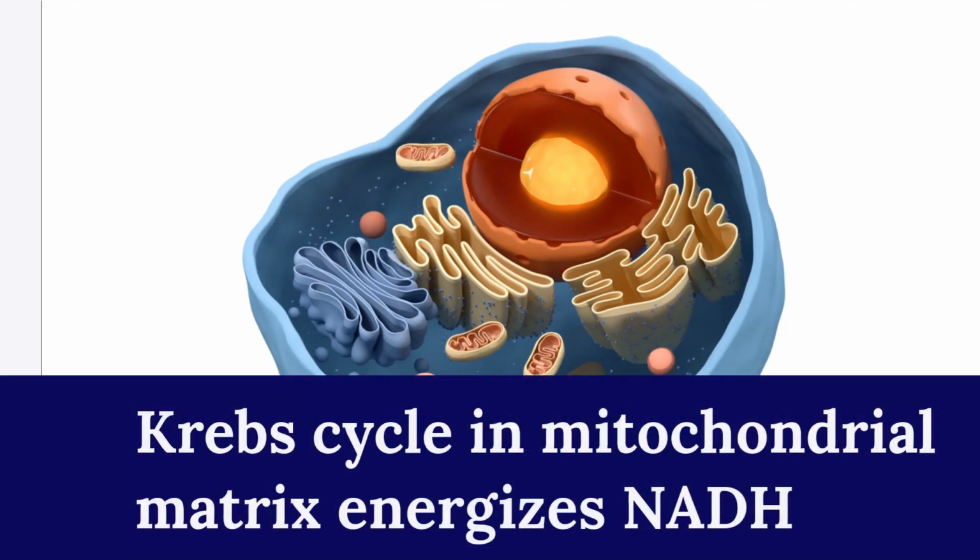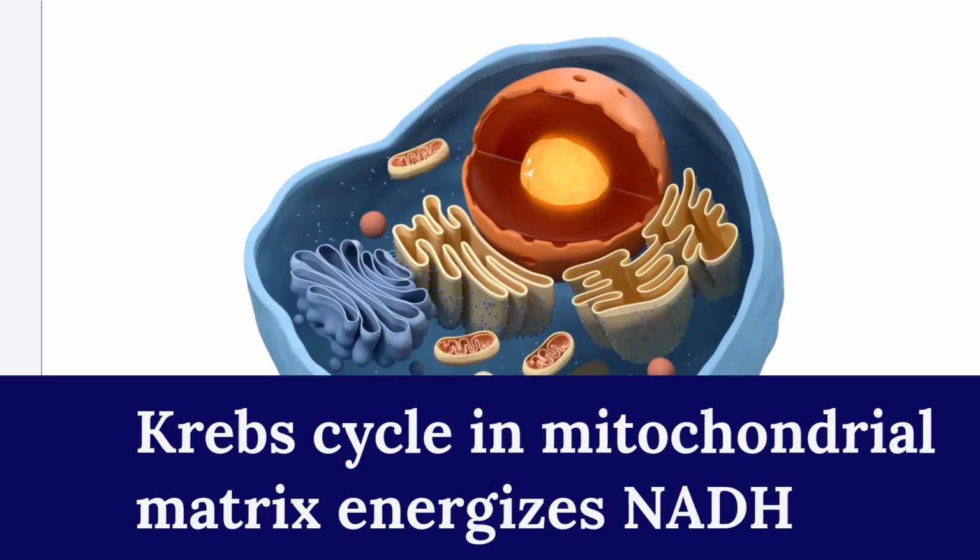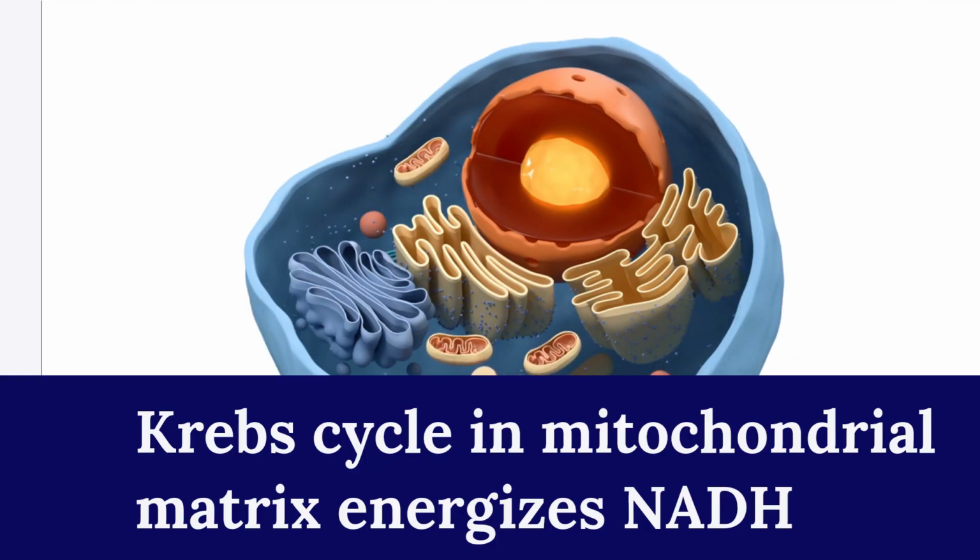The Krebs cycle occurs in the mitochondrial matrix. Pyruvate is fully oxidized to carbon dioxide. High-energy electrons are transferred to NADH and FADH2. This stage prepares electrons for the electron transport chain. It's vital for energy production and carbon dioxide release.